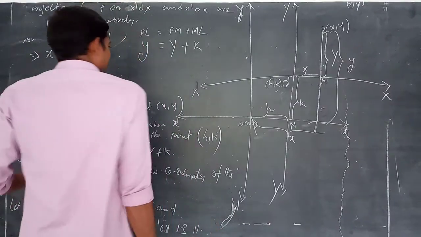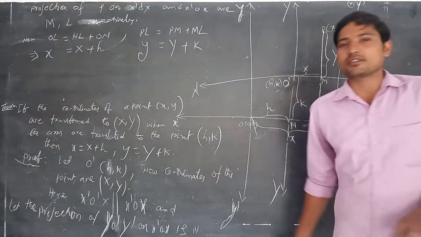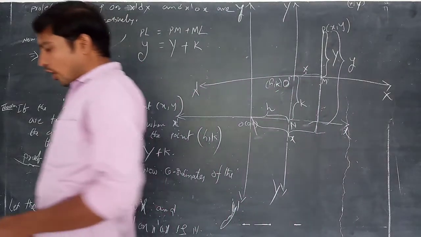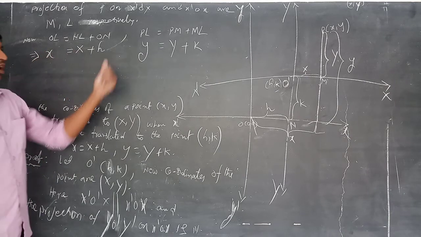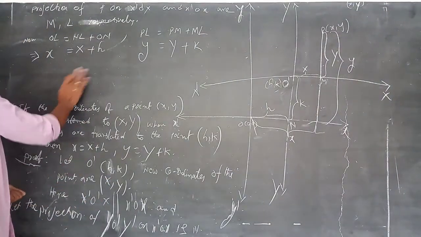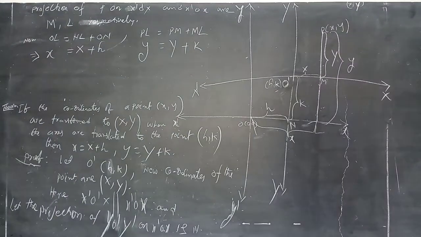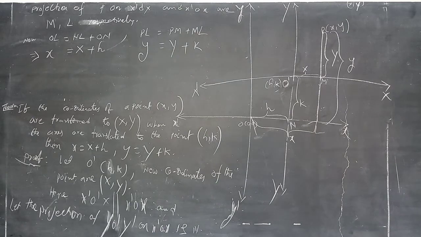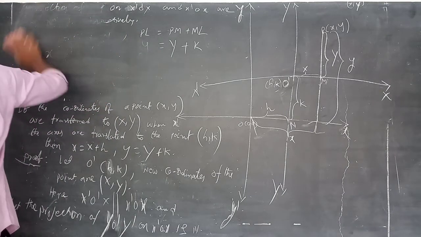Hence proved. See, the origin is shifted without changing the direction of the axes. Then the coordinates are small x is equal to capital X plus H and small y is equal to capital Y plus K. This is called transformation of axes. Next.